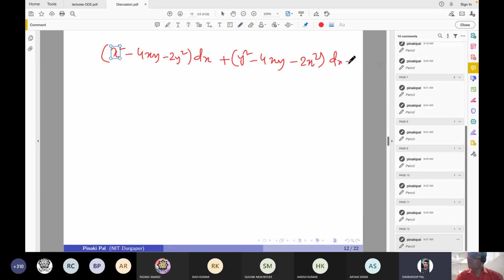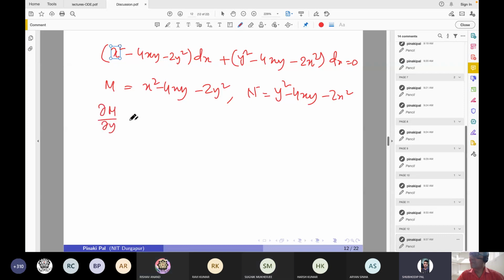So how to solve this problem? First of all, what is your M? M is equal to x square minus 4xy minus 2y square, and N is equal to y square minus 4xy minus 2x square. Is it exact? We have to check it.